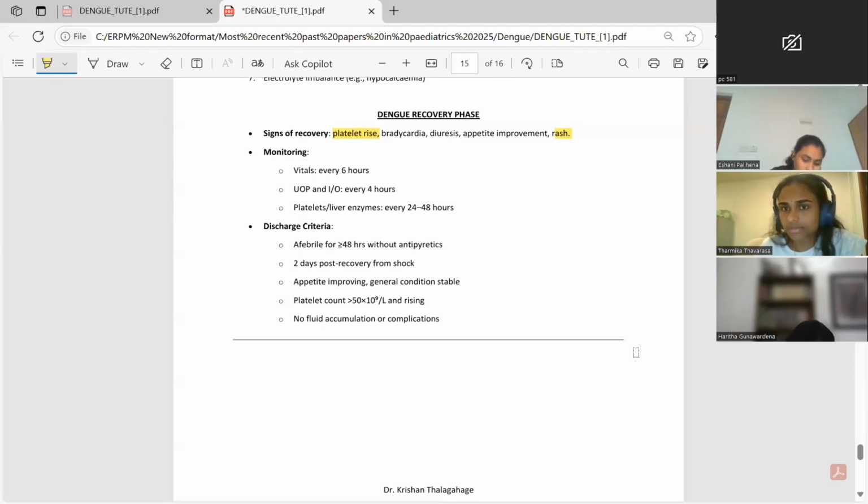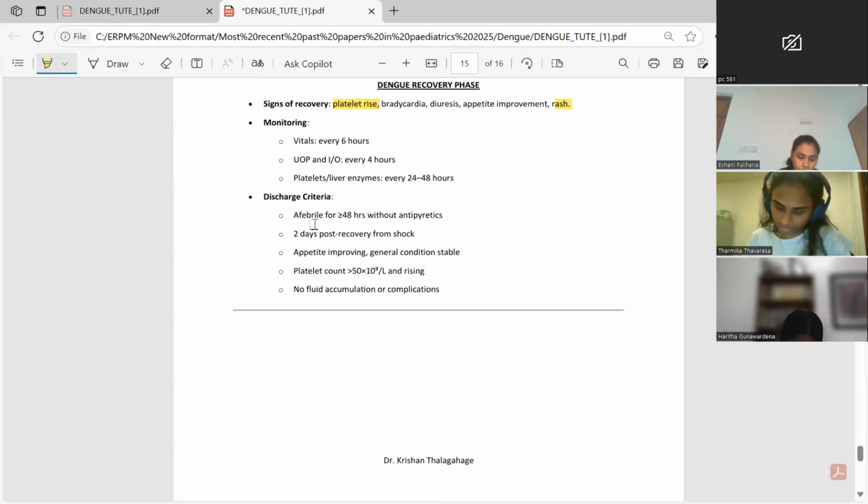What is this? The child is recovering. Appetite is back, eating and drinking, diuresis. When you examine, there is an itchy rash, which is called the dengue recovery rash. And then there will be good appetite, and then monitoring.